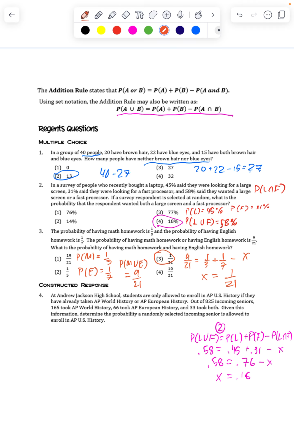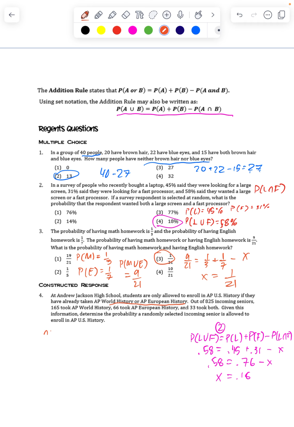All right. 4. At Andrew Jackson High School, students were allowed to enroll in AP US History if they had taken AP World History or European History. Keyword or right here. Out of 825 incoming seniors, 165 took AP World History, 66 took AP European History, and 33 took both. Given this information, determine the probability that a randomly selected incoming senior is allowed to enroll in AP US History.